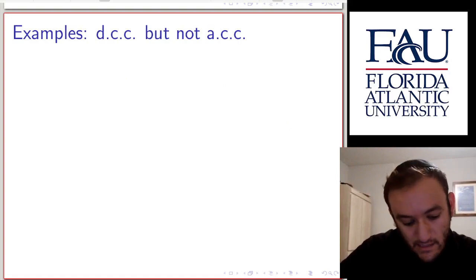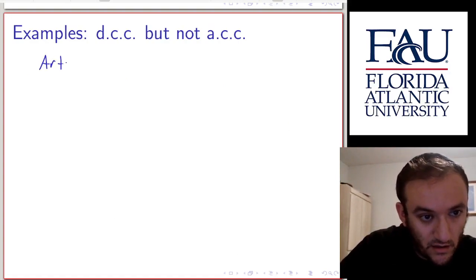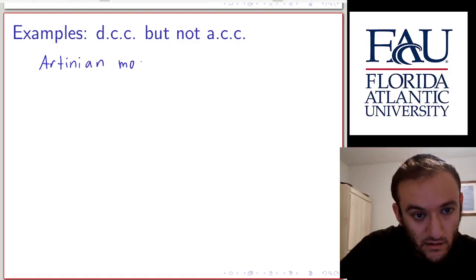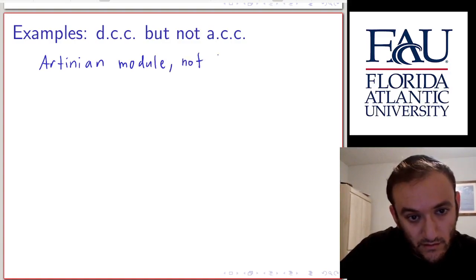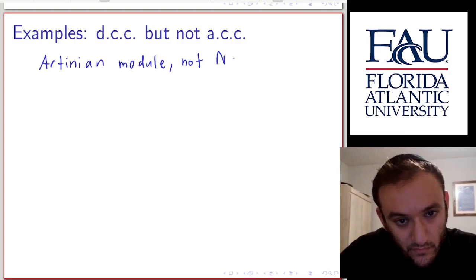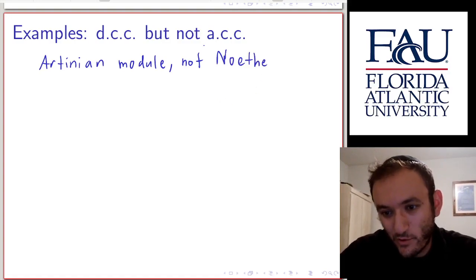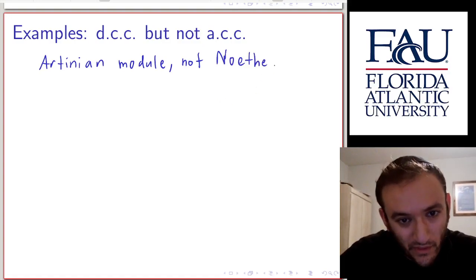DCC but not ACC. We're looking for an Artinian module which is not Noetherian. And this is actually tricky. There's a nice example in Atiyah and MacDonald, and if there hadn't been, I would have had to work harder to construct one.